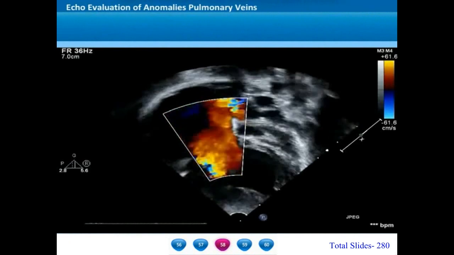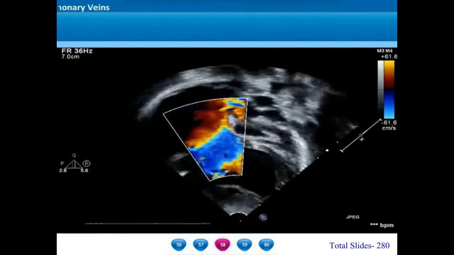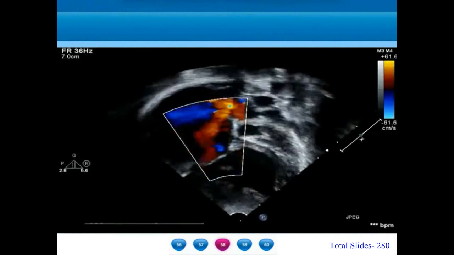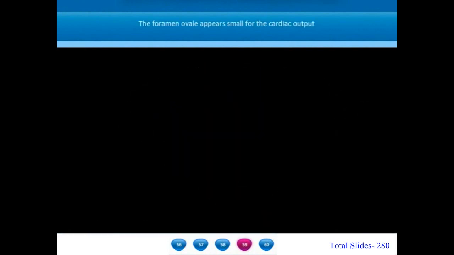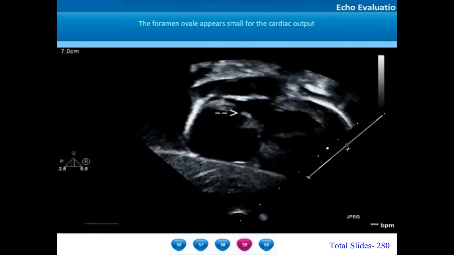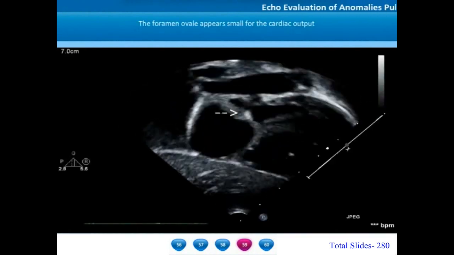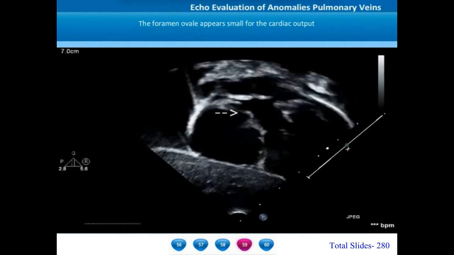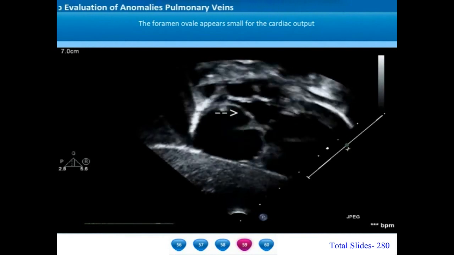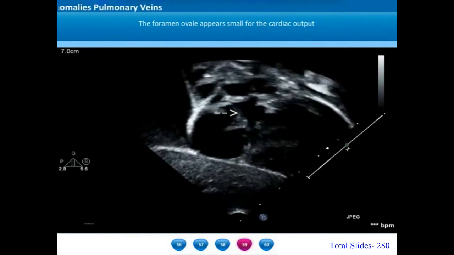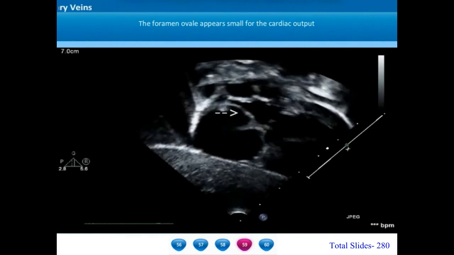Color flow across the dilated tricuspid annulus shows a large flow of blood from the right atrium into the right ventricle and a mild grade 2 tricuspid regurgitation. On a subxiphoid coronal view, we are able to see the bowing of the septum secundum in the region of fossa ovalis. We find that the foramen ovale is grossly inadequate in its size as shown by the arrow.